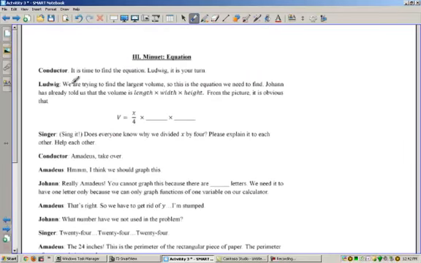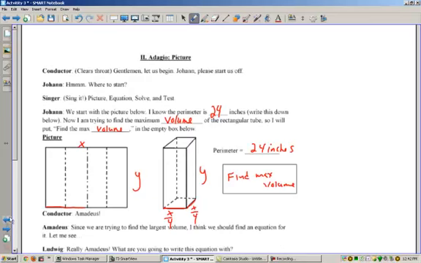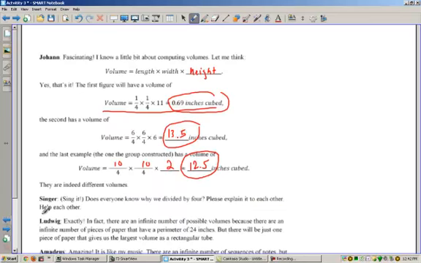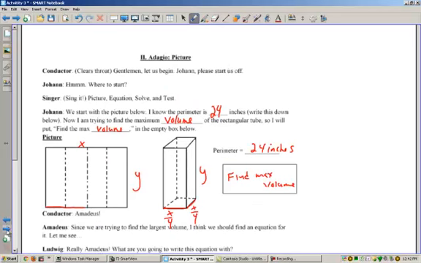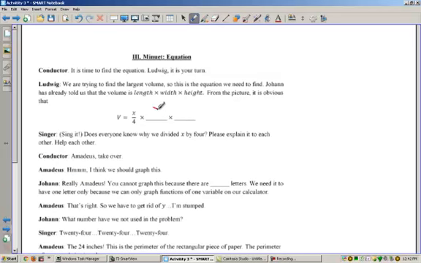On the next page, we're looking for a formula for the volume. And so we know the volume is the length times the width times the height. If you look back here at the picture, the length is X over 4, the width is X over 4, so this is X over 4 times X over 4. And then the height is my Y.